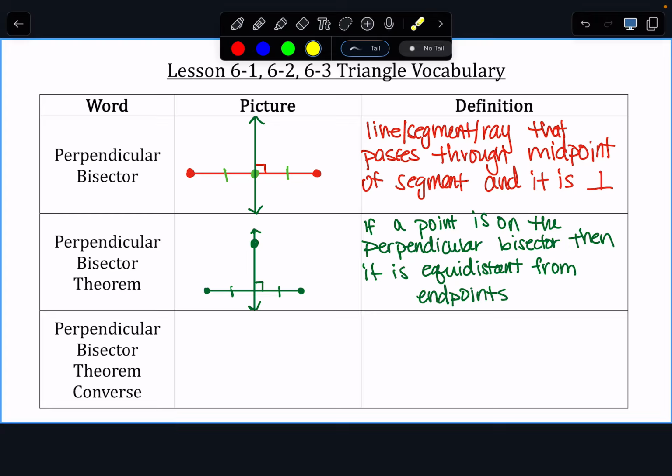I go to 8. Okay, so if we have this, then this point right here is equidistant from our endpoints. So these red lines that I'm drawing are equidistant. We can assume that when we have a perpendicular bisector because of this theorem.